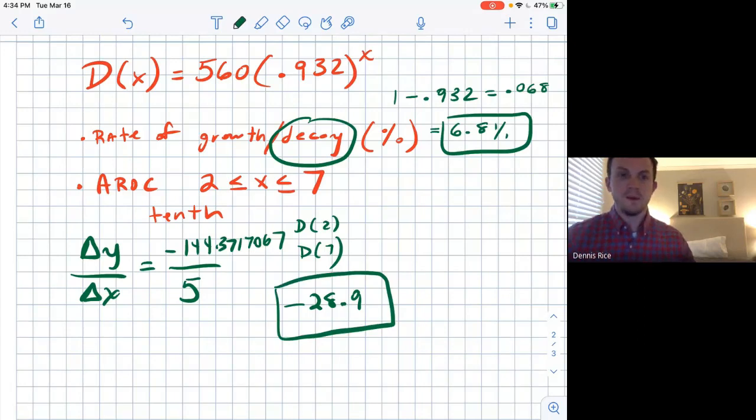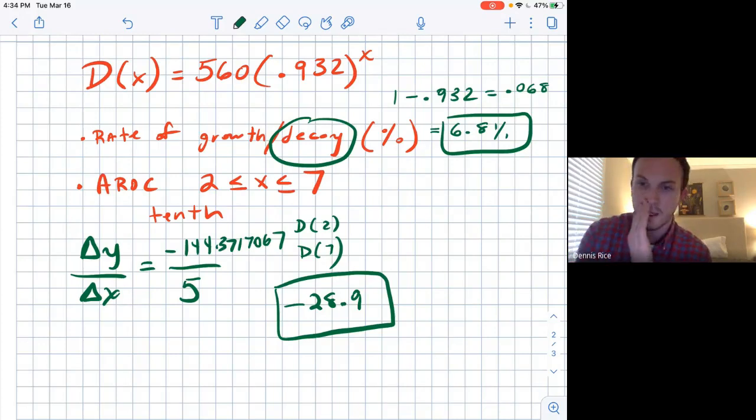Negative 28.9. So why is this negative? Two reasons. One, we know it's decay. We could use common sense and say, hey, it's going down, it's decreasing, it should be negative. Second reason is, if we're doing 7 minus 2 to get 5, that means we have to start with the 7 when we're subtracting our y values. The 7 was like 342-ish. The 2 was 486. So we have to do it in that same order. Yes, this will be on the test.